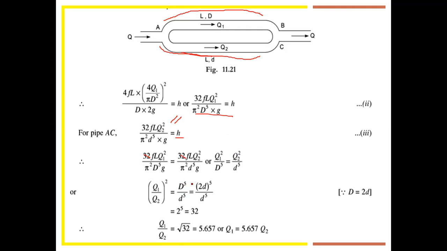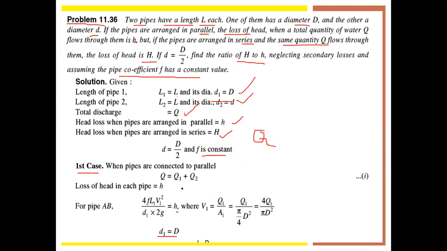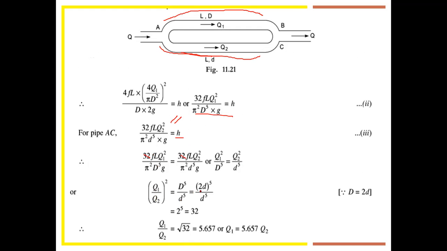That is equal to, capital D is equal to 2D. It was given as a constant, capital D is equal to 2D. Therefore apply here 2D to the power of 5 by D5. Therefore bring 2 to the power of 5. So here if you cancel D5, you generally have 2 to the power of 5 equal to 32. Now Q1 by Q2 is equal to root 32. That is equal to 5.657, or Q1 is equal to 5.657 into Q2.